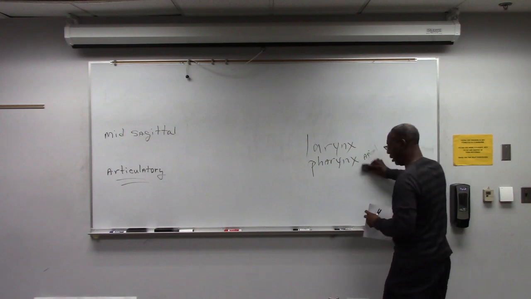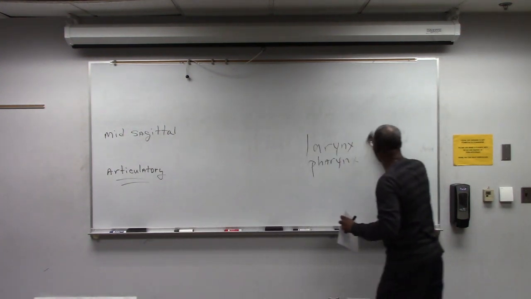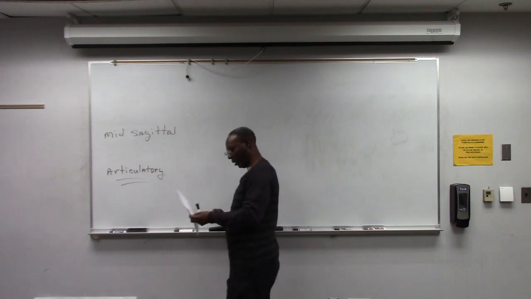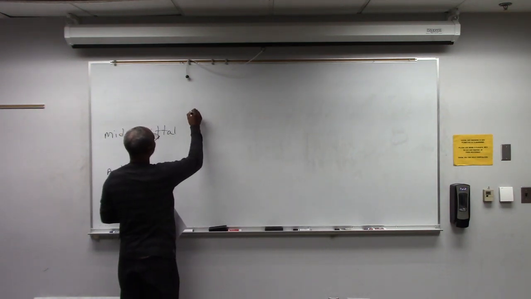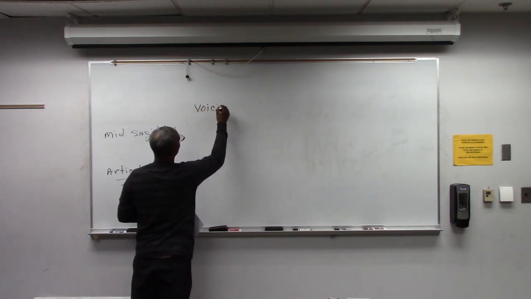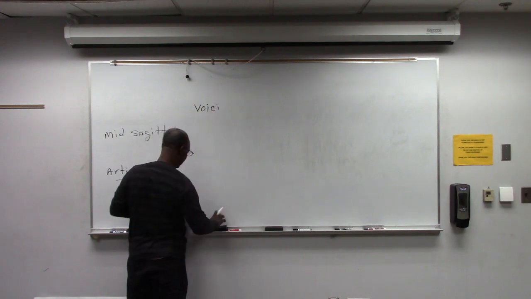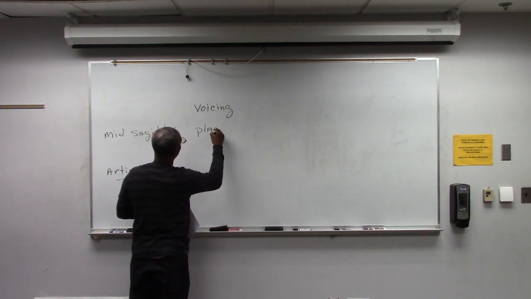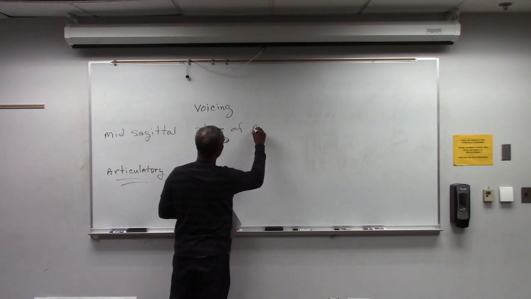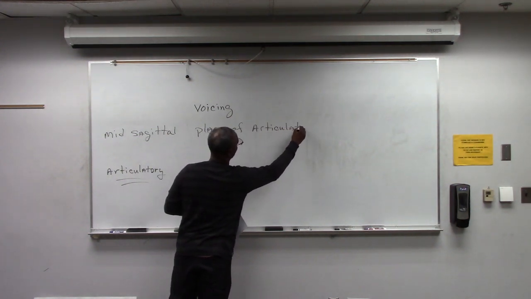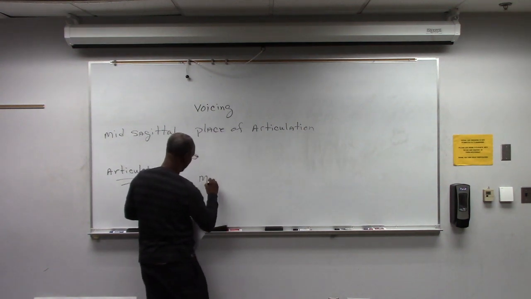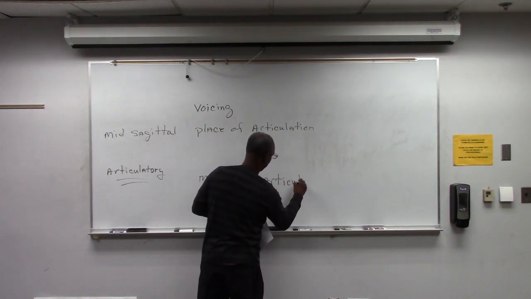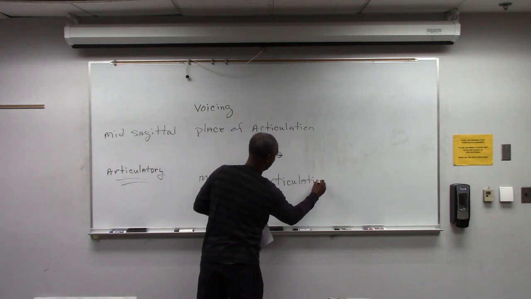Now, the way that linguists describe sounds, they use three criteria: voicing, place of articulation, and manner of articulation.